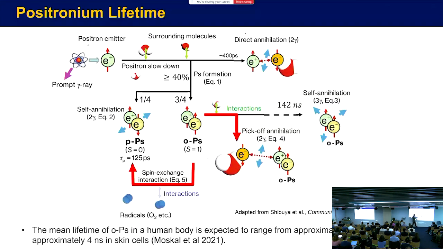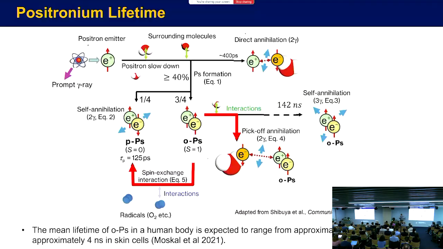There are two types of interaction. One is pick-off annihilation. Essentially, the positron, rather than annihilating with the electron inside the positronium, because it has a parallel spin, annihilates with a nearby electron with anti-parallel spin. So that's much easier. The other one is called spin exchange, and this is the interaction pathway mostly affected by oxygen concentration. Basically, there's a spin exchange with the electron inside the oxygen that flips the spin from parallel to anti-parallel, so it is able to annihilate very quickly.